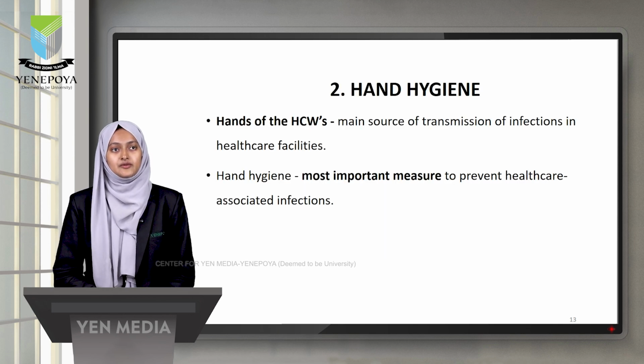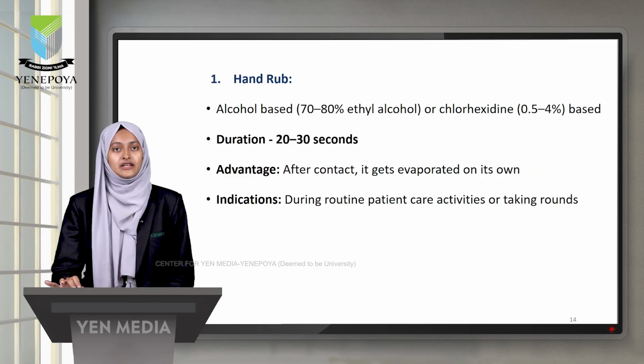Next component of standard precautions is hand hygiene. Now the hands of the healthcare workers. Most of the procedures which we do in the hospitals are with the help of our hands, so hands are most likely to be contaminated. These hands of the healthcare workers are main sources of transmission of infection, so it is very important to follow proper hand hygiene to prevent hospital acquired infection.